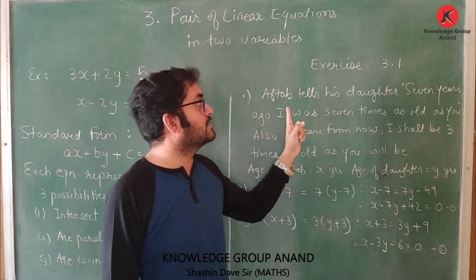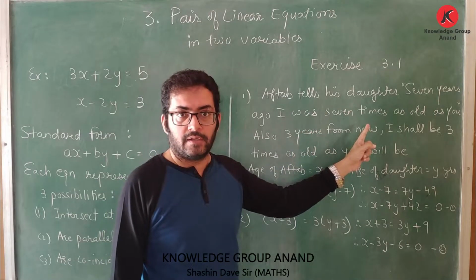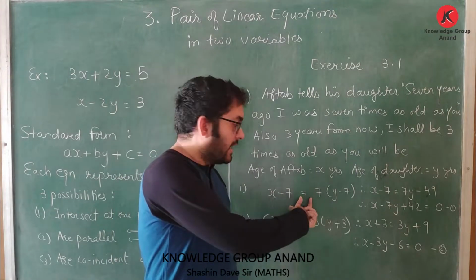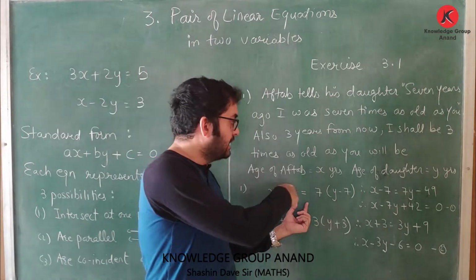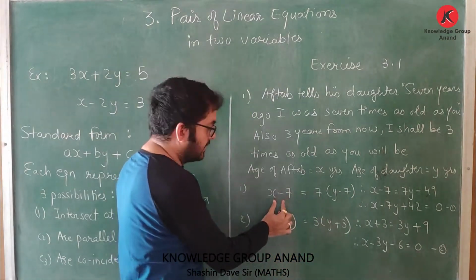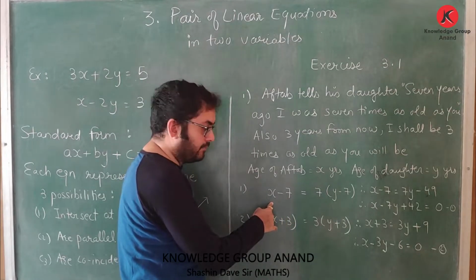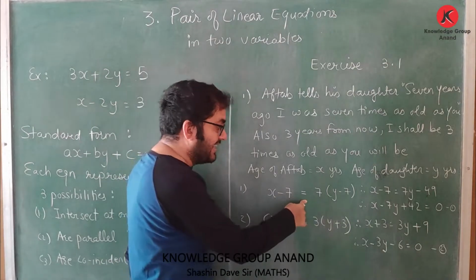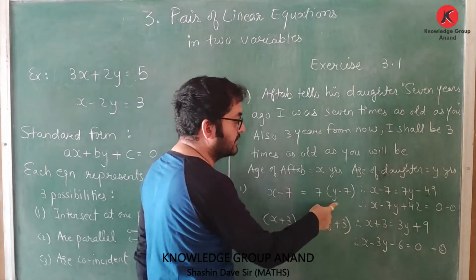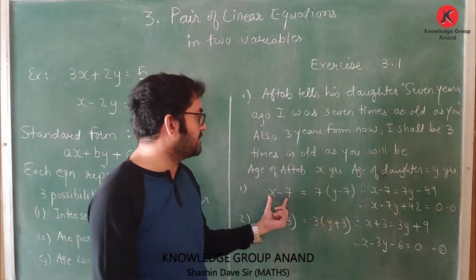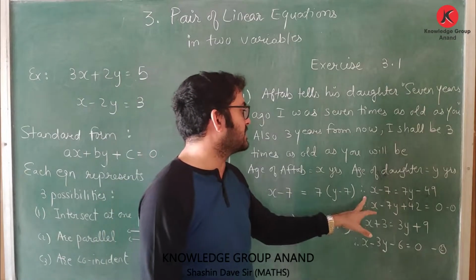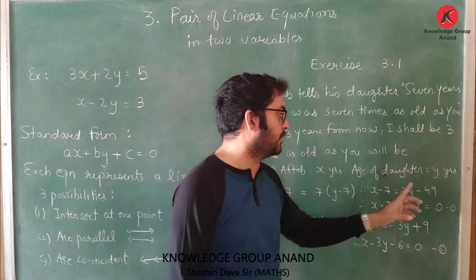Now the age of Aftab was 7 times the age of his daughter. So you have to multiply by 7. I am equating them. As the age of Aftab was 7 times the age of his daughter, 7 will be multiplied on the other side. So listen, 7 years ago the age of Aftab, that is x minus 7, is 7 times the age of his daughter. Now this condition is for 7 years ago. So we have x minus 7 and y minus 7. Now when I open this bracket, I will have x minus 7 is equal to 7y minus 49.